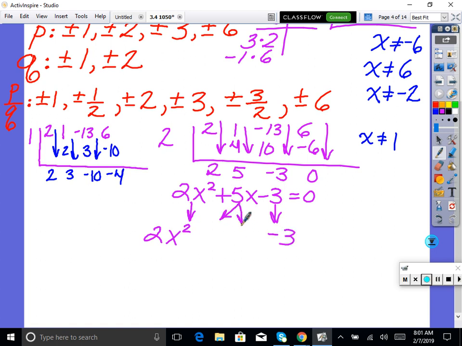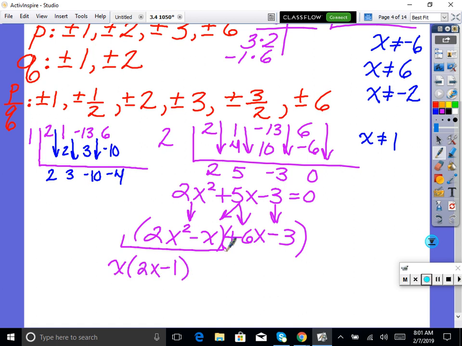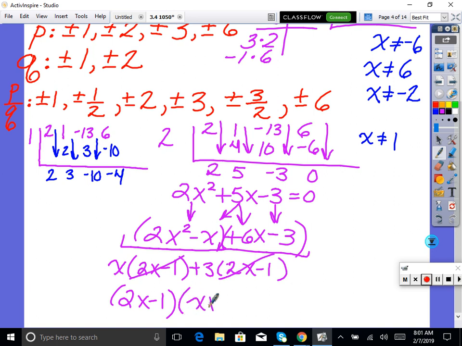Breaking down 5x as minus x and plus 6x, factoring by grouping. Pulling out the greatest thing in common is x, left is 2x minus 1. Right here I'm pulling out a positive 3, left is 2x minus 1. Now I can pull out a 2x minus 1, so it divides out, leaving me with x plus 3.